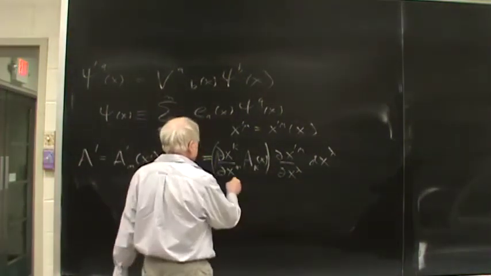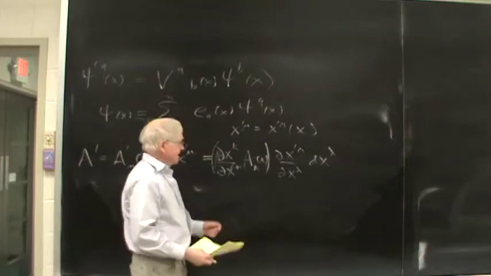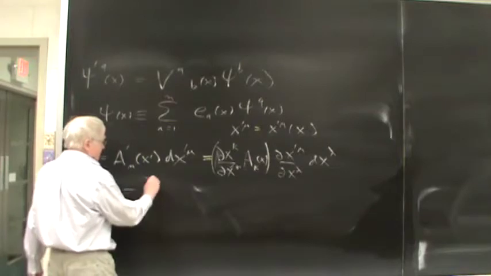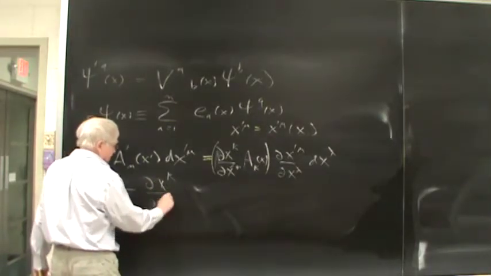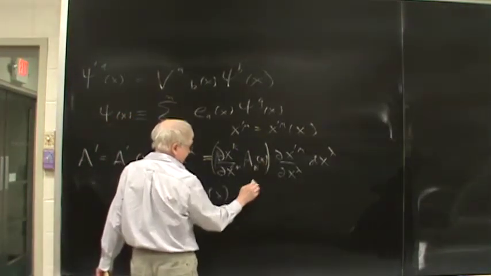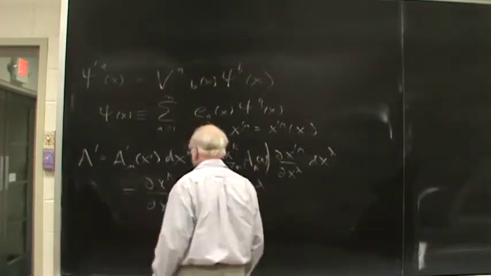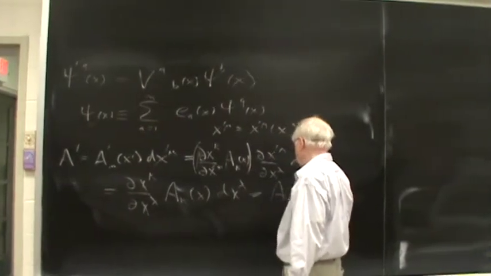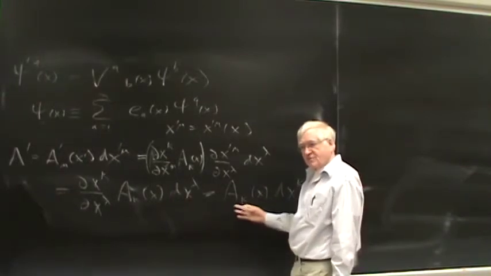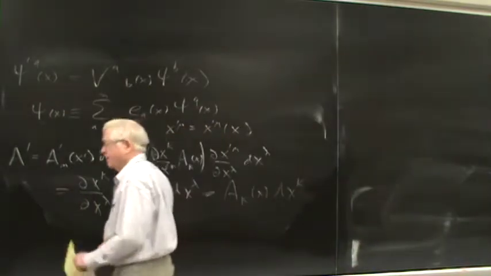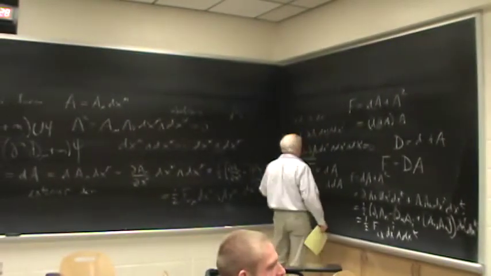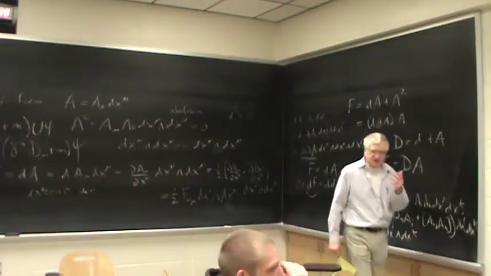All right, and oh, there's a prime here. Now you see that this derivative couples with this, and what we have here is simply partial x kappa over partial x lambda, A kappa of x, dx lambda. And this, of course, is just A kappa of x dx kappa. So this one-form is intrinsically invariant under general coordinate transformations. Same thing happens for two-forms and so forth. These forms are just intrinsically invariant structures.